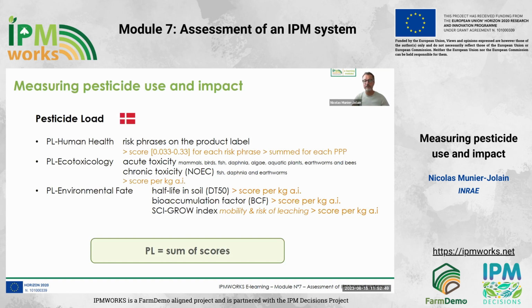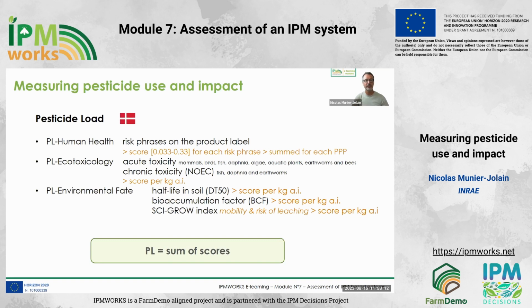of organisms, including mammals, birds, fish, daphnia, algae, aquatic plants, earthworms, and bees, and chronic toxicity for fish, daphnia, and earthworms. Based on acute toxicity and chronic toxicity parameters, this produces a score per kilogram of active ingredient.